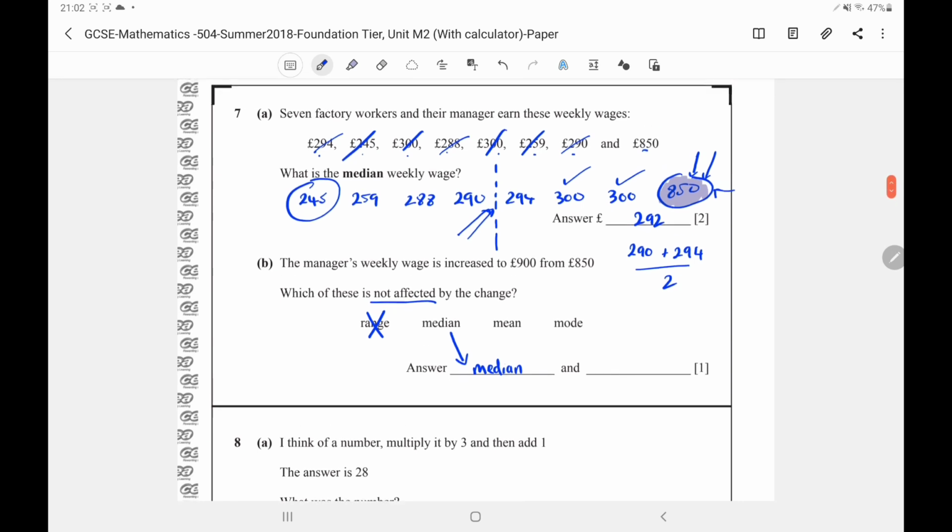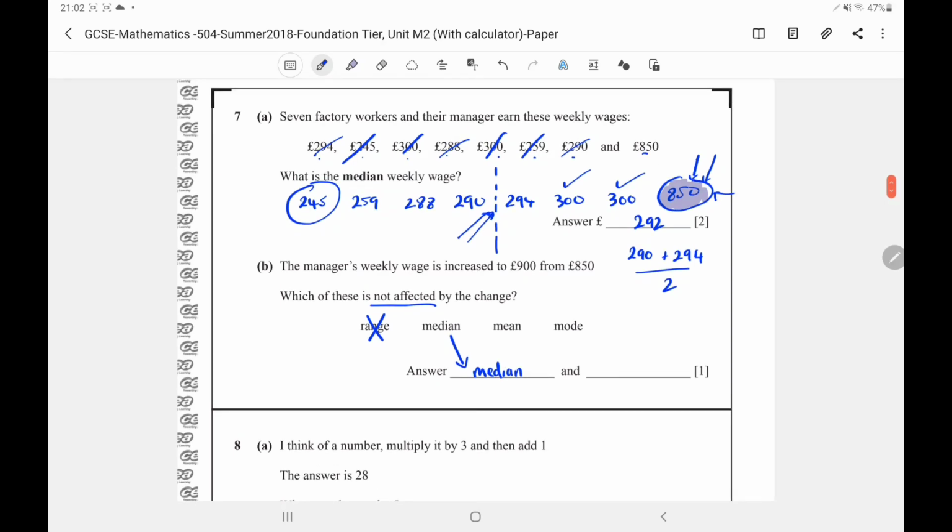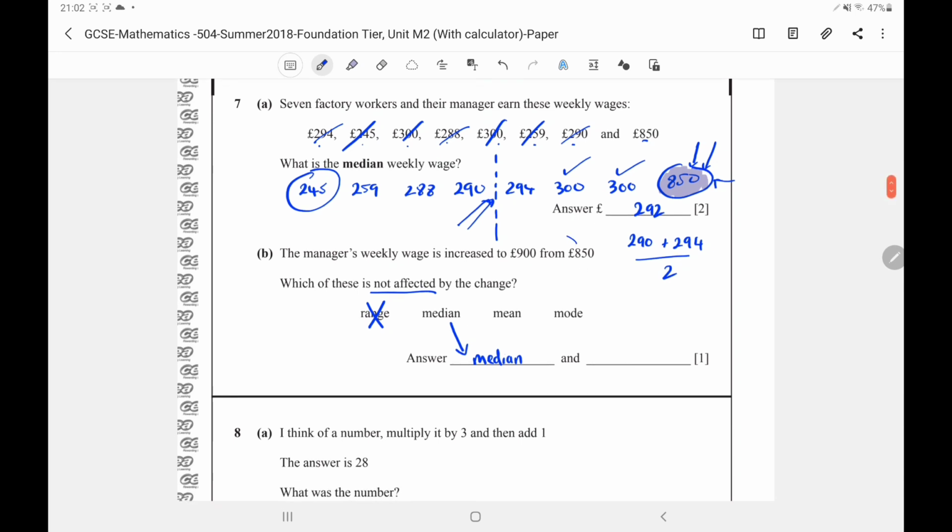The mean is whenever we add everything up and divide by how many there are. So whenever we add on more, £50 more, well then the mean is going to change. The mode is unaffected because at the minute it's 300. And whenever we increase the last number, 300 stays as the mode. So the two that are not affected are median and mode.